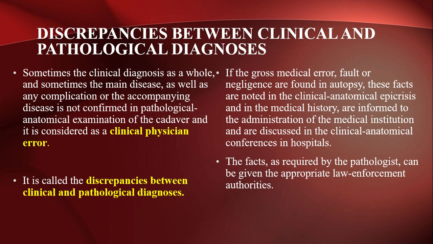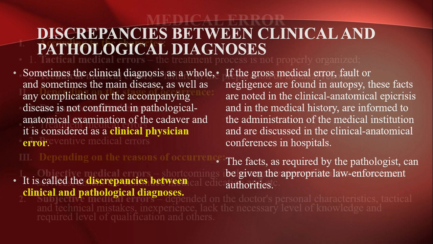If a gross medical error, fault or negligence is found in autopsy, these facts are noted in the clinical anatomical epicrisis and in the medical history, are reported to the administration of the medical institution, and are discussed in the clinical anatomical conferences in hospitals. The facts, as required by the pathologist, can be given to the appropriate law enforcement authorities.